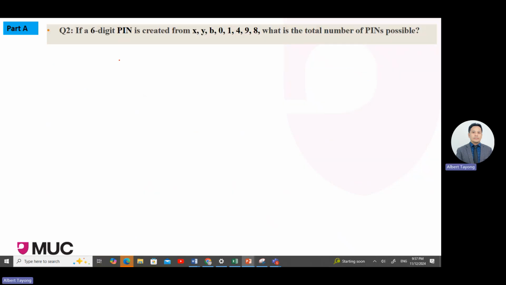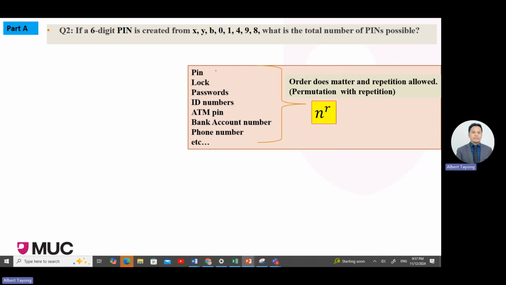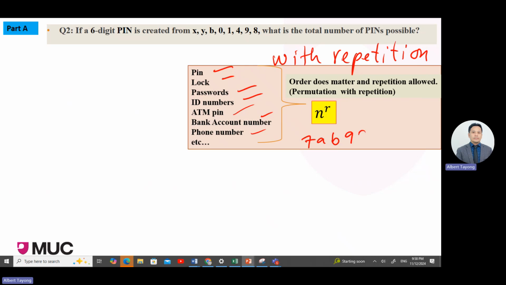This is about permutation. Whenever you see the word PIN, lock, passwords, ID numbers, ATM PIN, bank account number, phone number, all of these are examples of permutations with repetition. Why with repetition? Because we are allowed to repeat. Like your password, it could be actually 7AB9965, where 9 is repeated. The formula for permutation with repetition is the simplest. The formula is just n raised to the power of r.